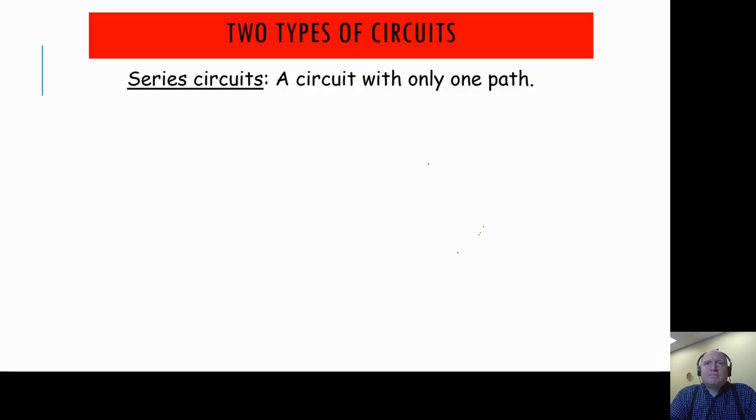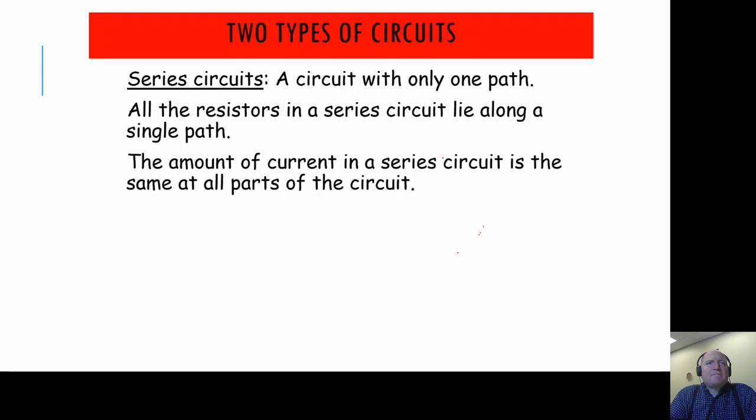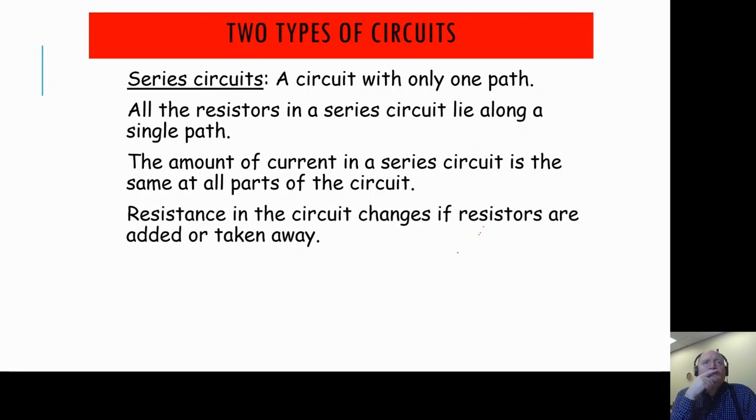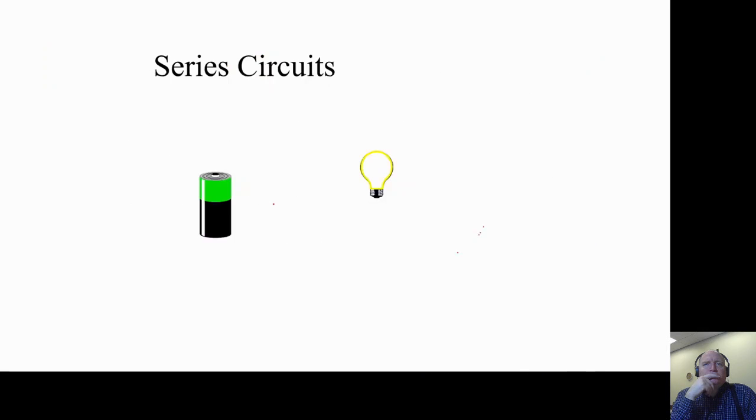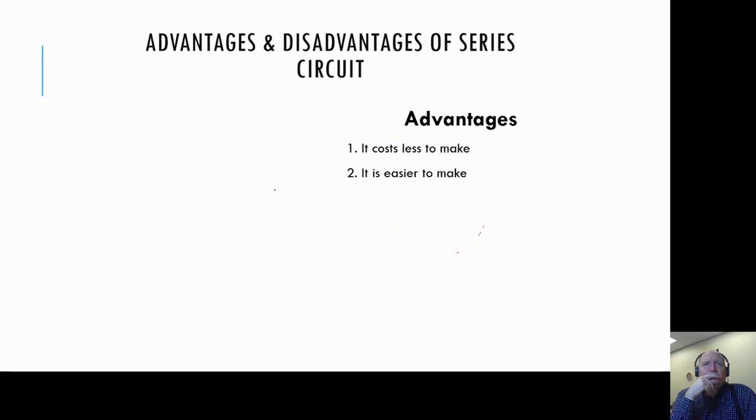Then we get into two types of circuits. So you have a series circuit, which is only going to have one path. All the resistors in the series lie along a single path. The amount of current is going to be the same at all parts of the circuit. The resistance is going to change if they're added or taken away. And essentially, if you're adding light bulbs, you're going to get to here on the advantages and disadvantages.